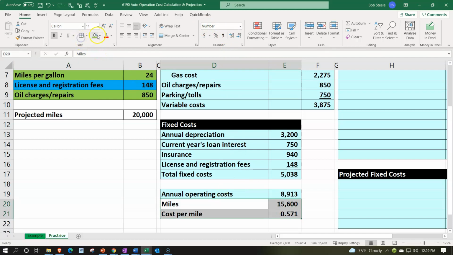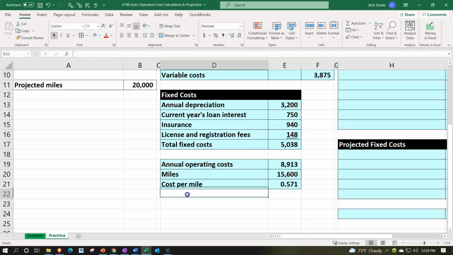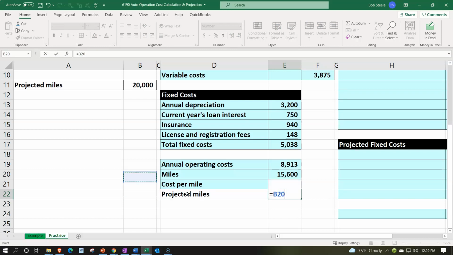Font group, let's put some brackets around this. And then, of course, you can multiply that times 20,000. So projected costs, or miles, are going to be equal to 20,000. There's going to be a problem with this, by the way.